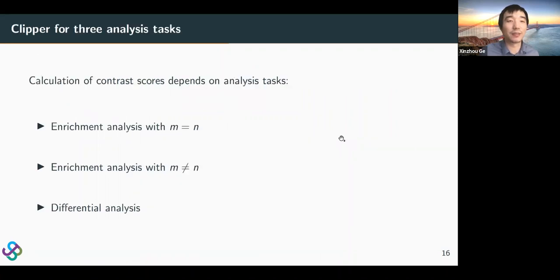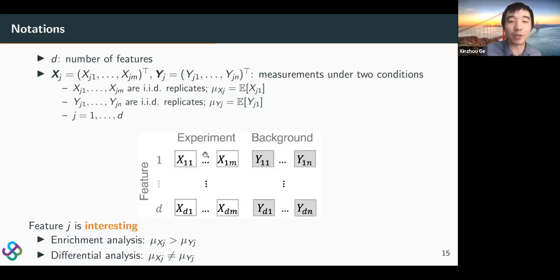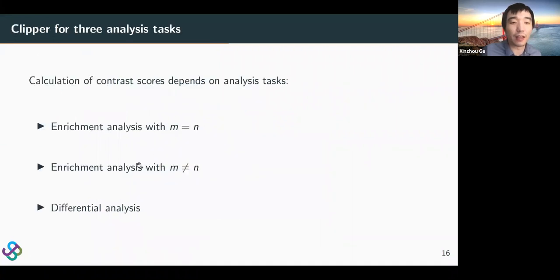Okay, and the implementation of Clipper is different for 3 different analysis tasks. The enrichment analysis with an equal number of replicates for the 2 conditions. So for example, m equals n means we have the same number of columns for the two conditions. We also have enrichment analysis with m not equal to n. And we also have differential analysis.